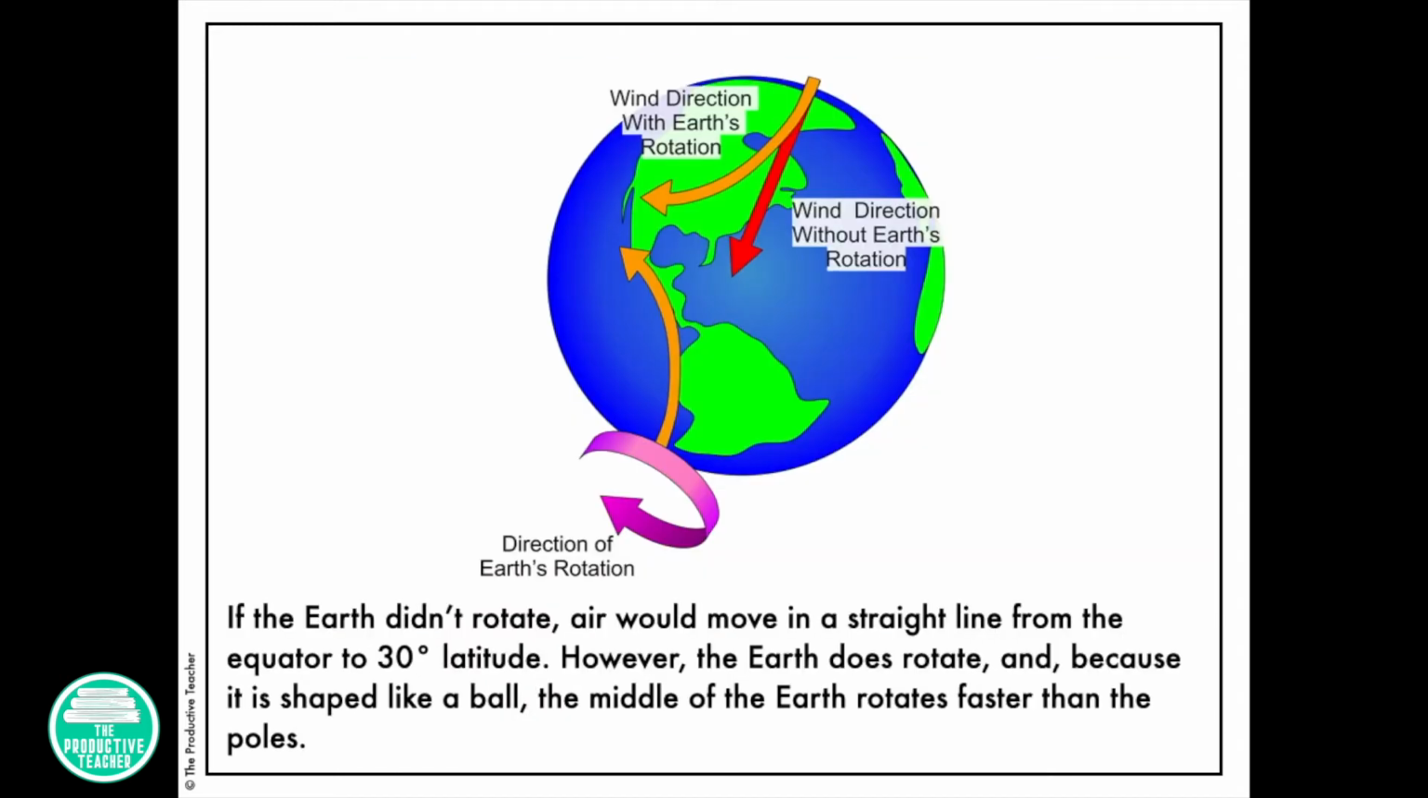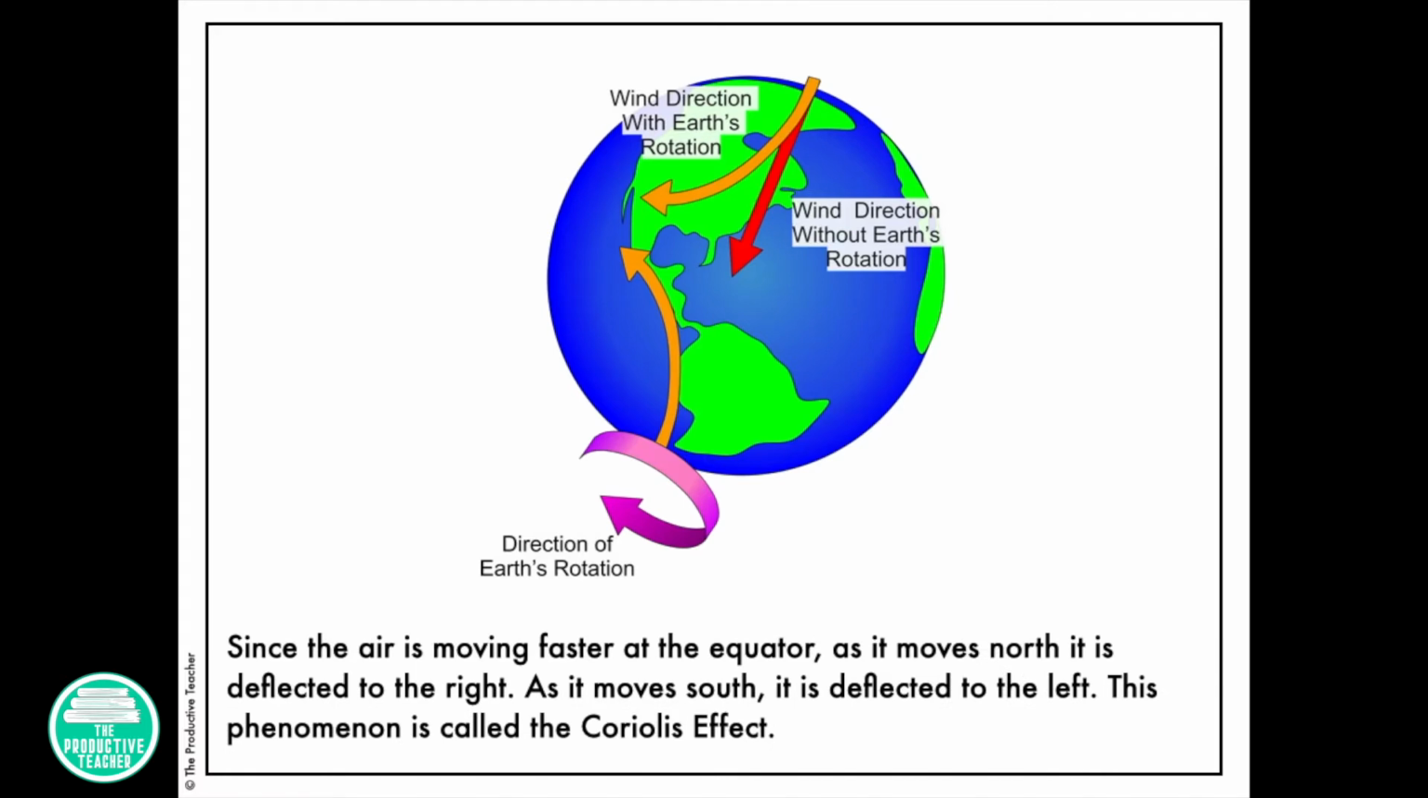If the Earth didn't rotate, air would move in a straight line from the equator to 30 degrees latitude. However, the Earth does rotate, and because it is shaped like a ball, the middle of the Earth rotates faster than the poles. Since the air is moving faster at the equator, as it moves north, it is deflected to the right. As it moves south, it is deflected to the left. This phenomenon is called the Coriolis effect.